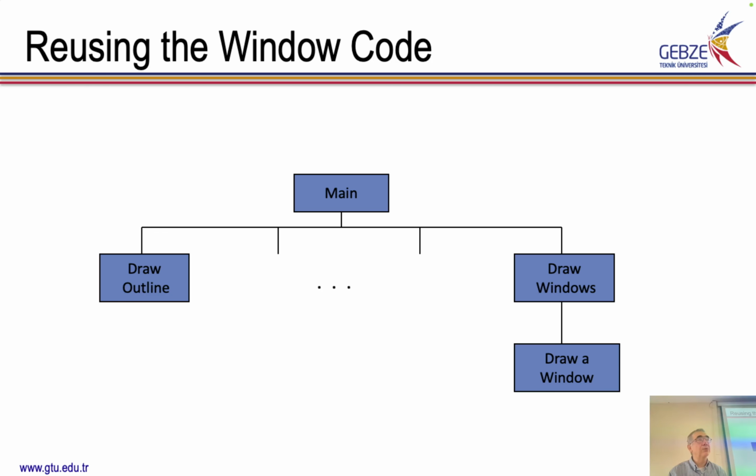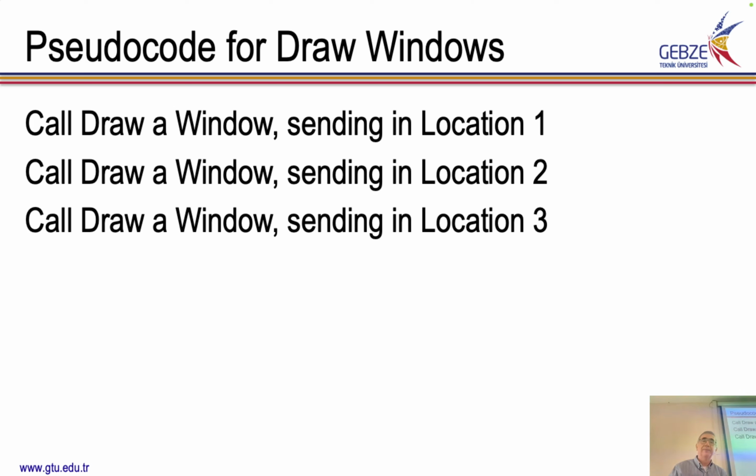So draw windows function can internally repeat drawing window code 3 times in a for loop or while loop or whatever. So draw window location 1, draw window location 2, draw window location 3. So draw window function is only one function. You don't copy paste the code 3 times. Is that clear?